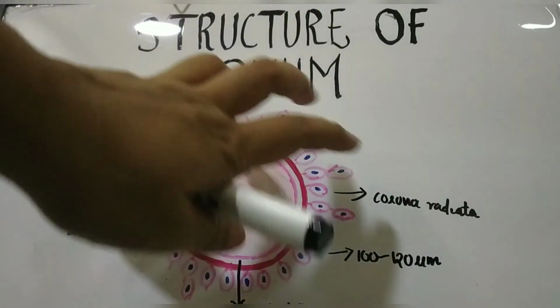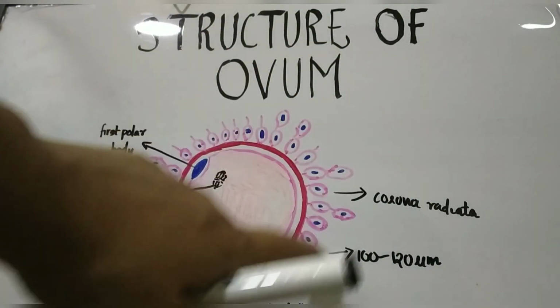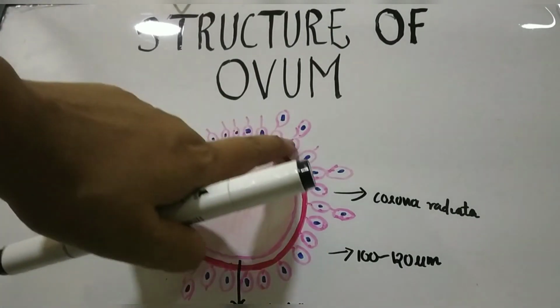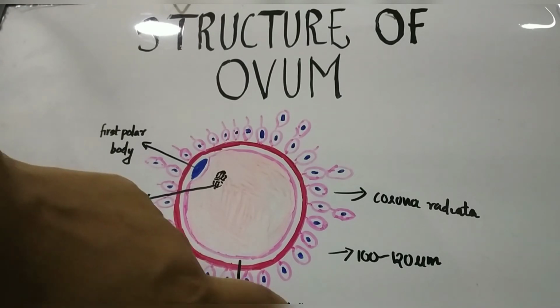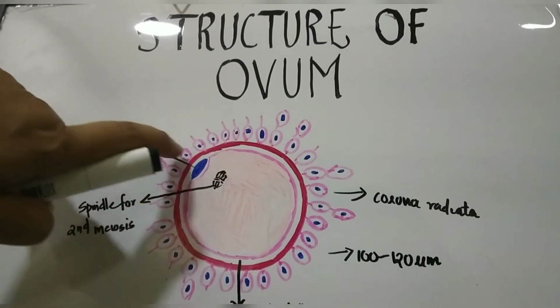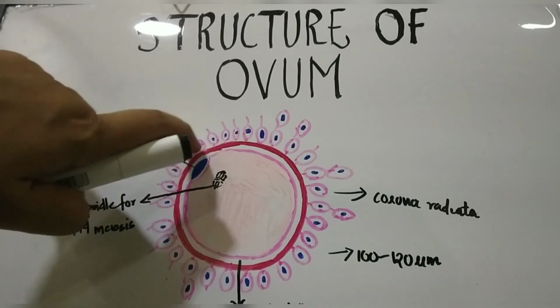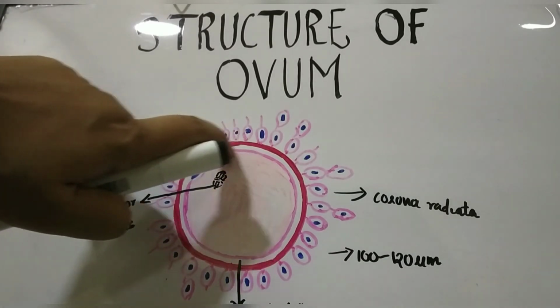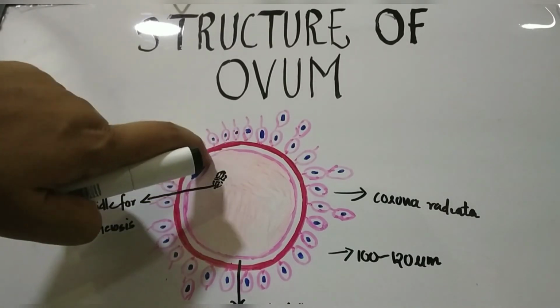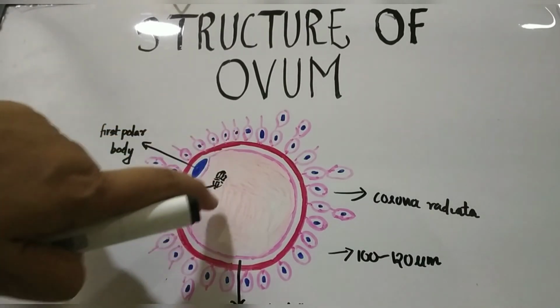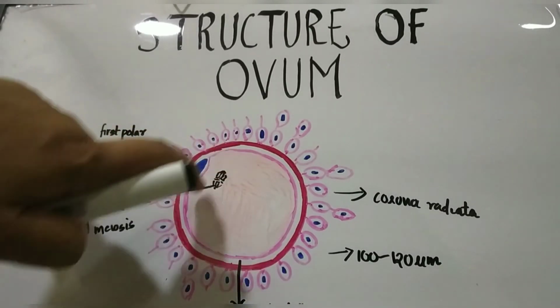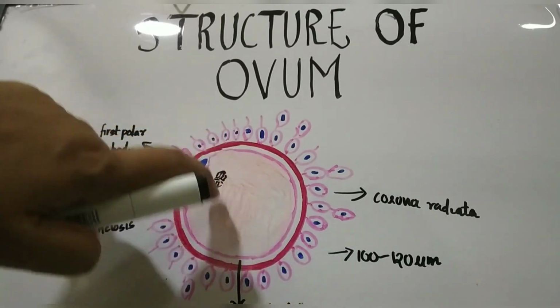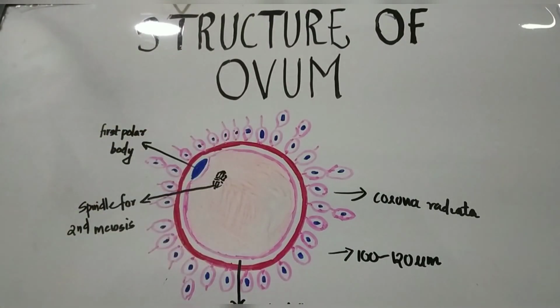So this is the structure of a secondary oocyte. These are the cells of the corona radiata. This is the zona pellucida. In between you can see the perivitelline space, and here you can see the first polar body between the zona pellucida and the cell membrane, in the perivitelline space. Here you can see the spindle for the second meiotic division. You cannot see the nucleus as it is dissolved for the second meiotic division. So this is the structure.